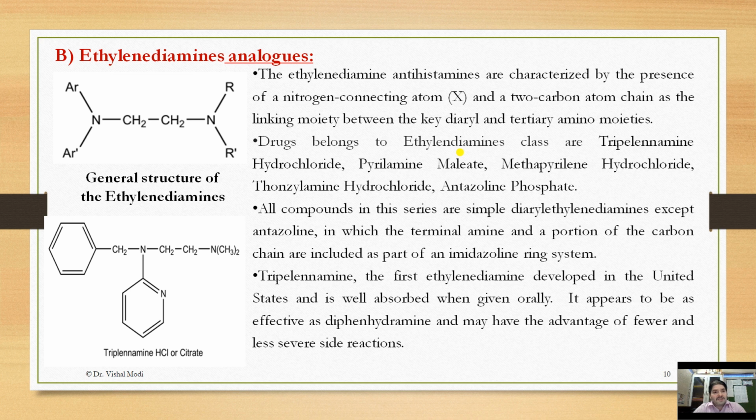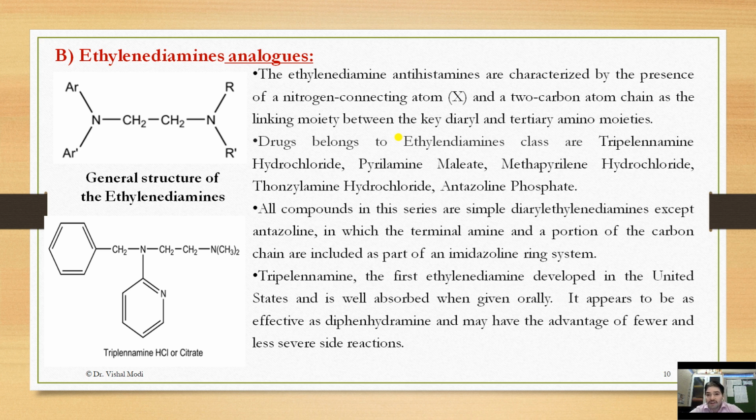Now the second category is ethylenediamine analogues. This is the common structure of ethylenediamine analogues. This group is known as ethylene, and both sides have a nitrogen atom. That's why it is called ethylenediamine analogues. The ethylenediamine antihistamines are characterized by the presence of a nitrogen connecting atom and a 2 carbon atom chain as the linking moiety between the key diaryl and tertiary amino moiety.